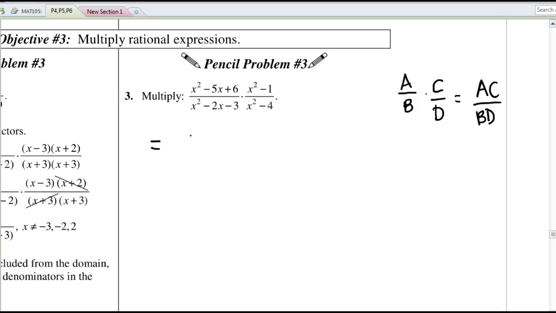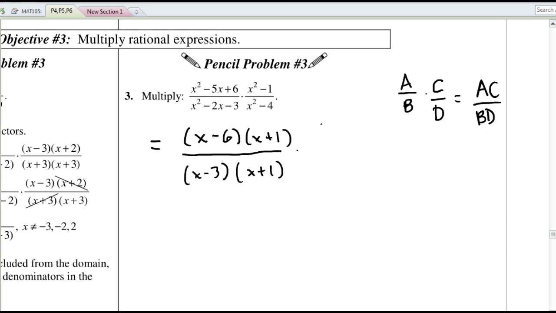So the top factor is going to be x -6, x +1. Bottom factor is going to be x -3, x +1.